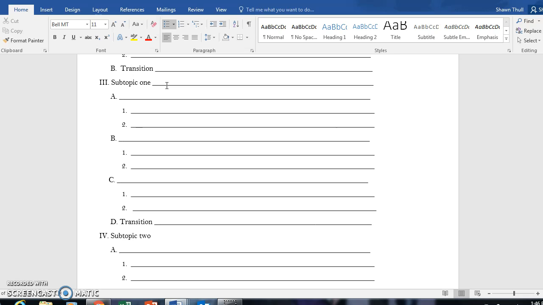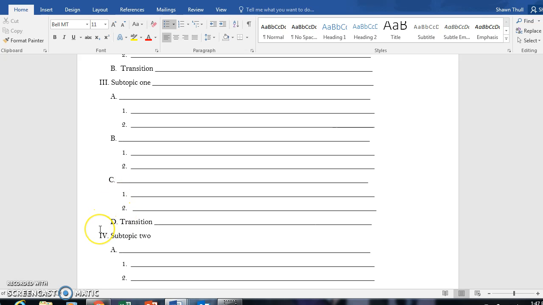So if you are going to be writing a paper about Al Capone, for instance, this subtopic 1 might be his early life, and then A could be where he was born and his childhood, and then B could be his adolescent years or his teenage years, and then C could be like Al Capone dropped out of high school, I'm pretty sure, only finished until 8th grade, so it could be his first instance of crime or getting involved with crime.